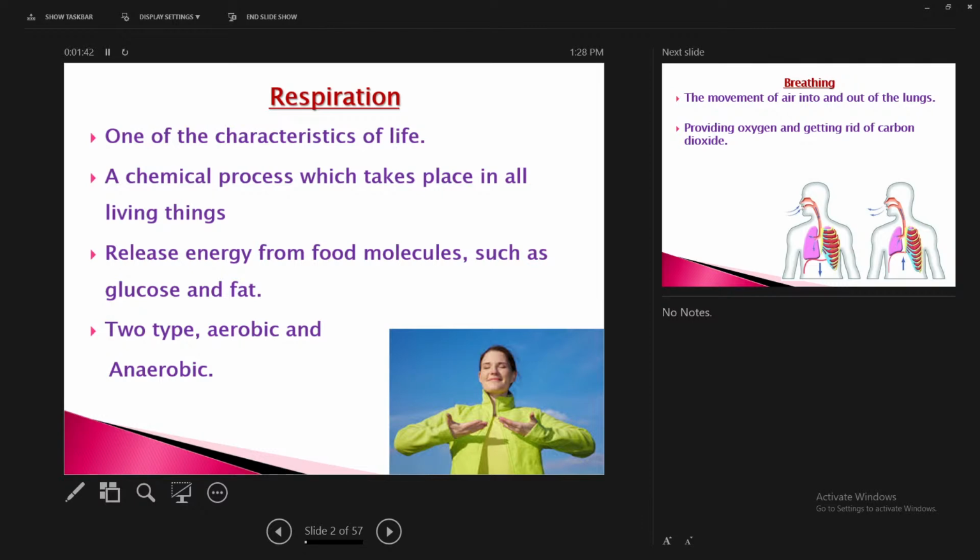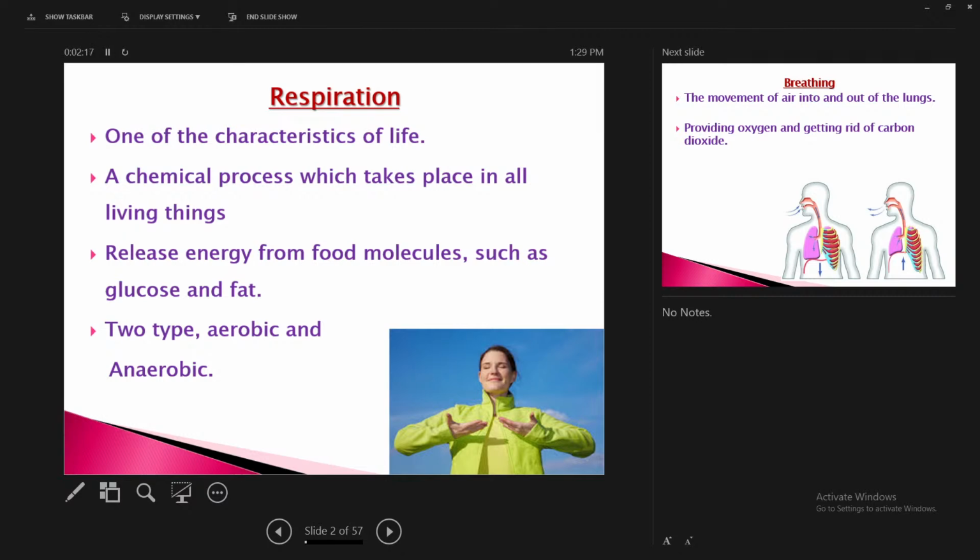So respiration is one of the characteristics of life, of living things. For those persons who would have looked at the 7 different characteristics of living things, those are what we use to differentiate between living things and non-living things. Now, respiration is the process by which living organisms get the energy from food, nutrients, or food substances that they would have consumed.